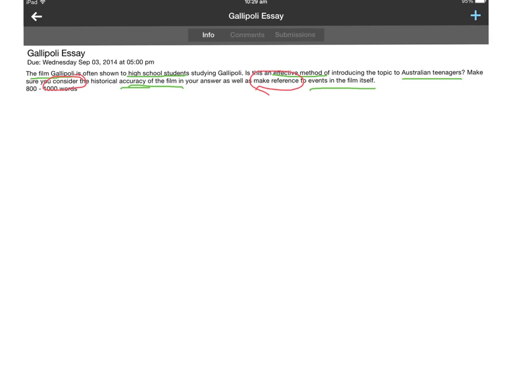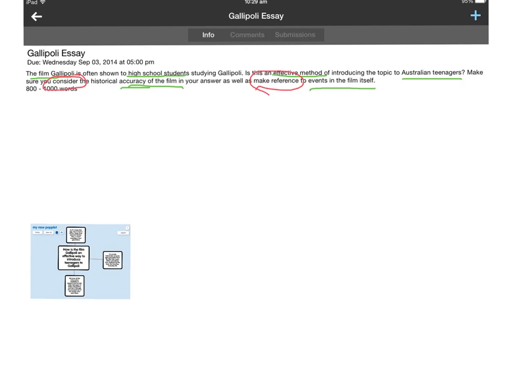So the next thing that you need to do is make yourself a quick essay plan. I like to do this through doing a brainstorm, and you can use Poplet to do that. So before I start my plan, what I like to do is have a look at the word length. So we've got 800 to 1,000 words.